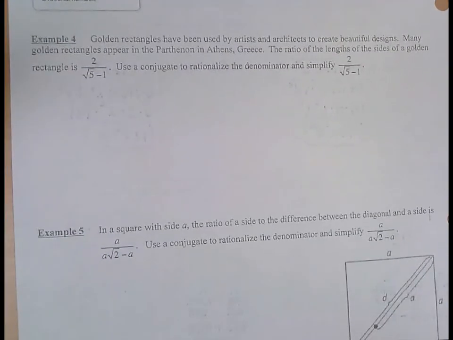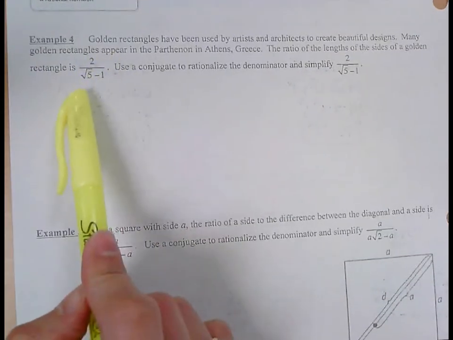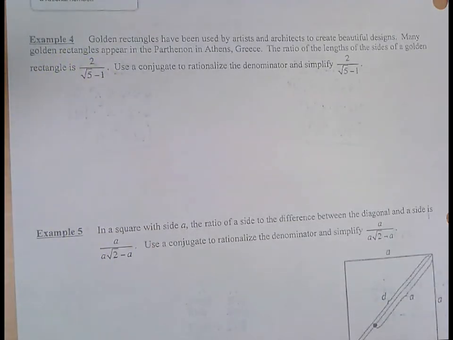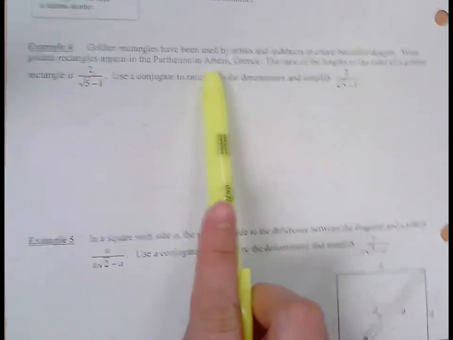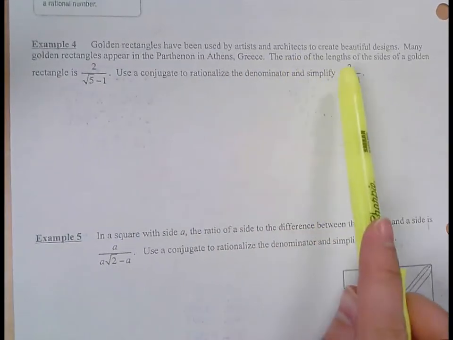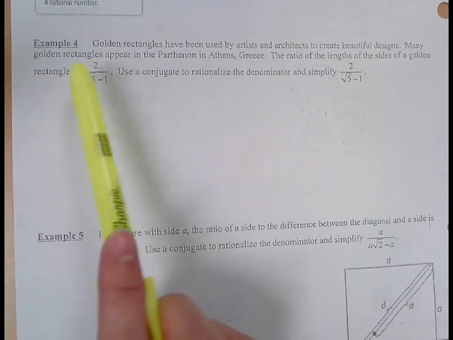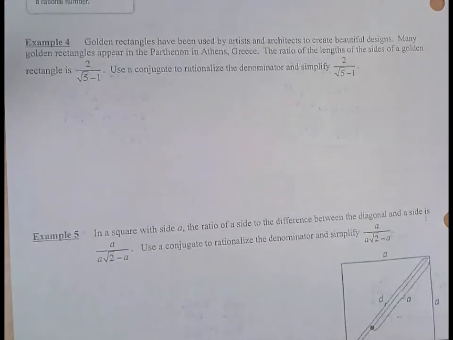So in example 4, we have this number here, 2 over the square root of 5 minus 1, is a special number. Maybe it was brought up when you were in geometry, but golden rectangles have been used by artists and architects to create beautiful designs. Many golden rectangles appear in the Parthenon in Athens, Greece. The ratio of the lengths of the sides of a golden rectangle is this number. So it is a special number, or a number that's well known for the golden rectangle reason.